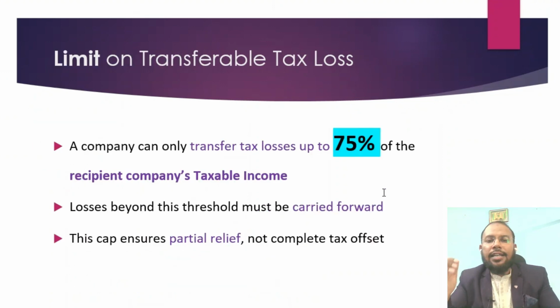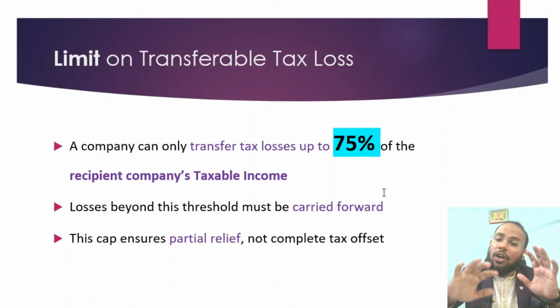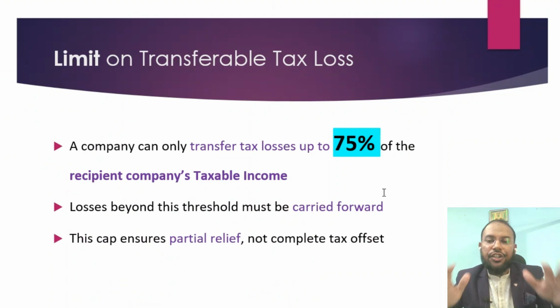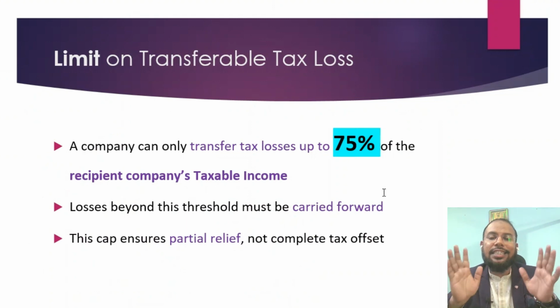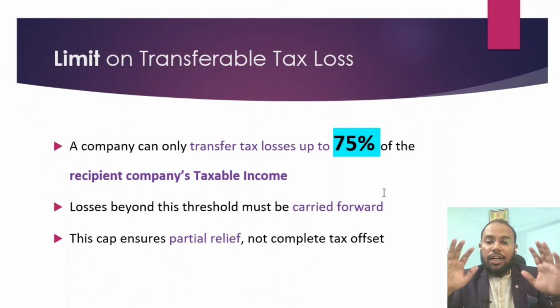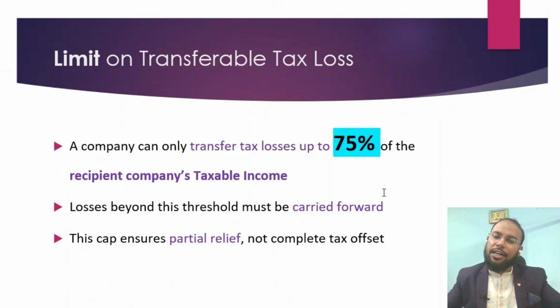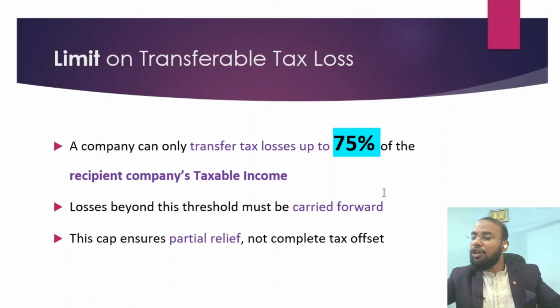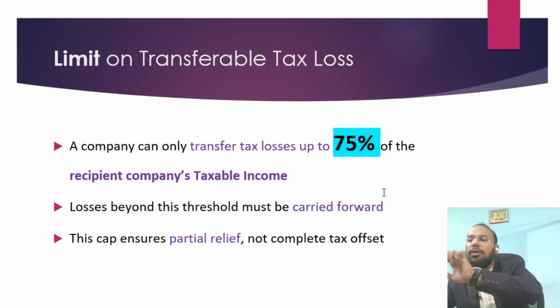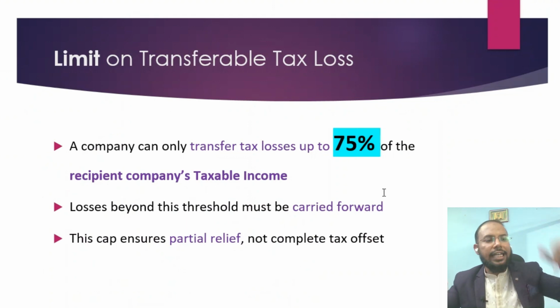Further, regarding the limit of transferable tax losses, you cannot transfer full tax losses. There is a restriction. As I highlighted, 75% is the restriction. 75% of what amount? 75% of the recipient company's taxable income. If one company has generated losses and the second company earned profit, we have to calculate 75% of this taxable income, not the losses, taxable income. The loss can be transferred maximum up to 75%. After transferring 75%, there are remaining losses. Those remaining losses can be carried forward by this first entity. I hope you got it.